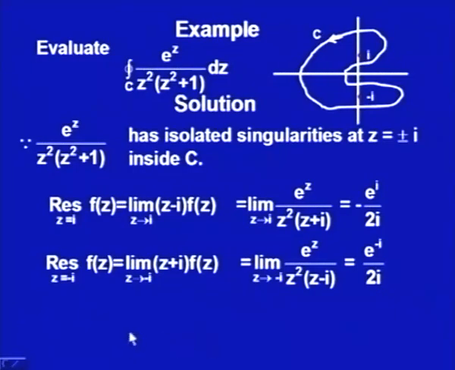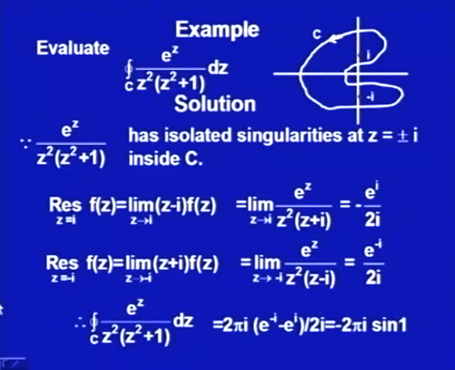Now, I will use the residue theorem for the evaluation of this integral. You see, the integral of the function e to the power z upon z square into z square plus 1 along this given contour C would be 2 pi i times residue at z is equal to i plus residue at z is equal to minus i. Residue at z is equal to i is minus e to the power i upon 2 i, and residue at z is equal to minus i is e to the power minus i upon 2 i.